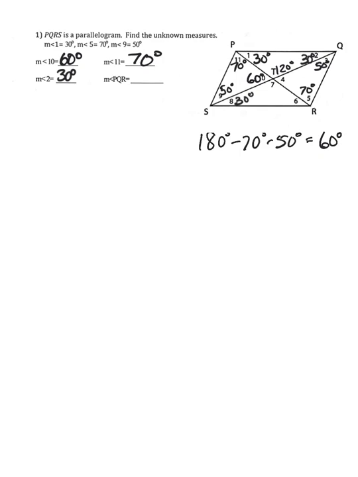But anyway, now that I have all of that, the next question is asking for PQR. PQR just starts at P, goes to Q, and goes down to R. So PQR is going to be the sum of angle 2 and 3. So to solve that, it'd be 30 degrees plus 50 degrees. You just add them together, and you get that it's 80 degrees. So PQR should be 80 degrees. That should have been your answer.